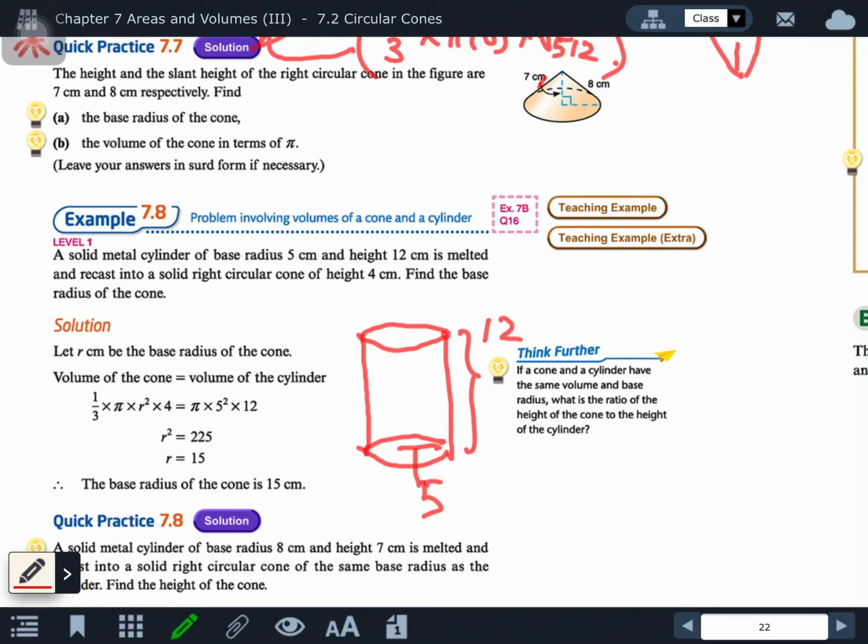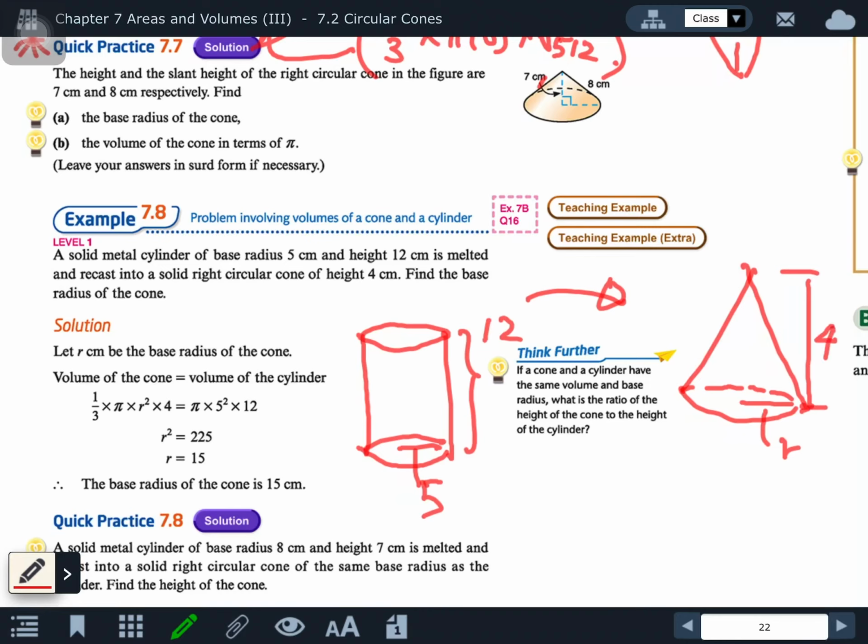So first, I melt this to form another cone. We don't know the radius. We need to find out r, but I know the height should be 4. So first of all, what is the volume? The volume of the cylinder is the base area, pi r square, times the height. So it should be 25 pi times 12, 300 pi.